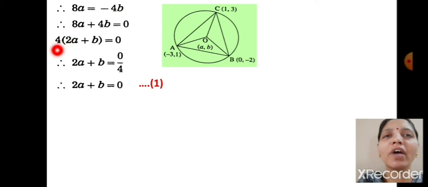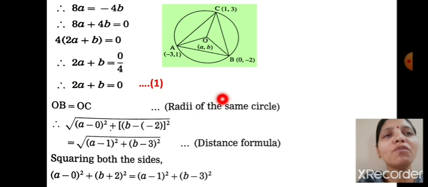Take out the common factor. 4 into (2A + B) is equal to 0. Therefore, 2A plus B is equal to 0 upon 4. Therefore, 2A plus B is equal to 0. Write this equation as equation 1. Now you have to find distance of OB is equal to distance of OC. These are also radii of the same circle.